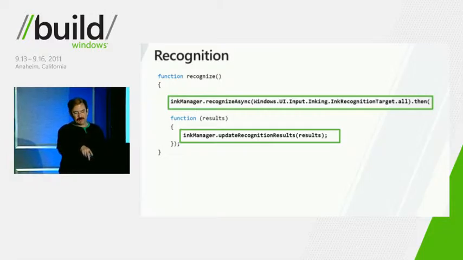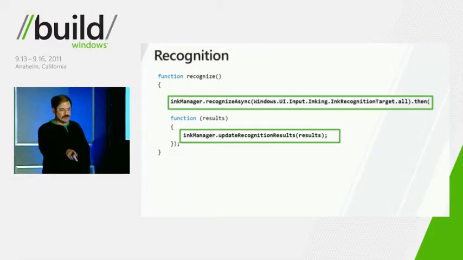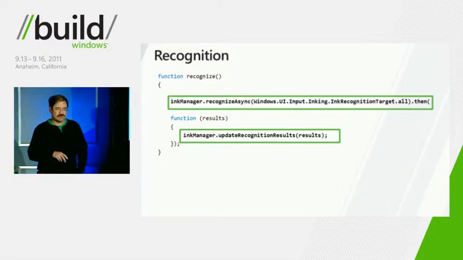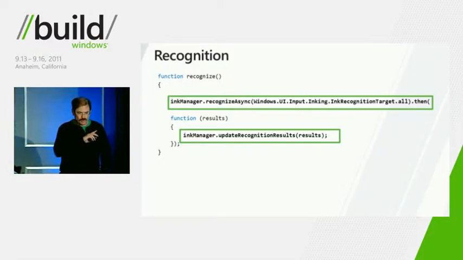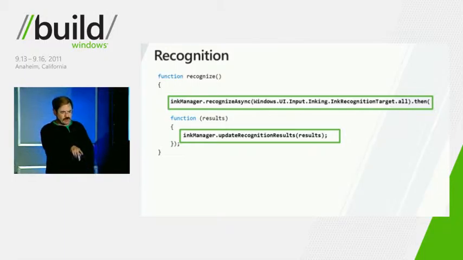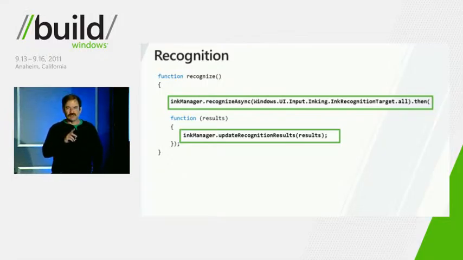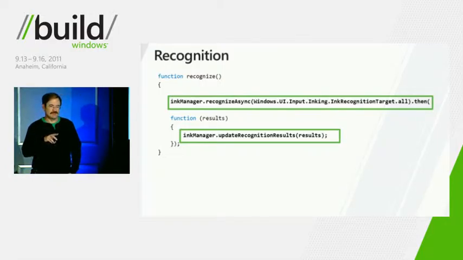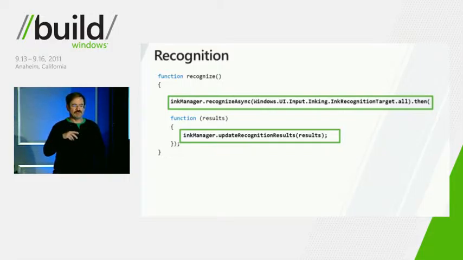And so in this example here, this is really bonehead simple. We're just telling the system to store those results back in the Ink Manager and keep them. But we'll do something a little fancier in just a second. You'll notice, though, there's an argument to recognize async. It's an enum type of argument. So your choices here are all, selected, and recent. All is pretty obvious. Selected should be obvious. And recent will recognize all the strokes that have come in since the last time you called recognize.